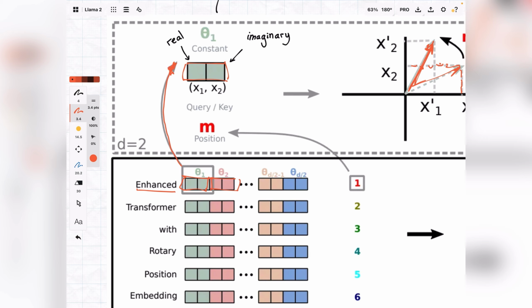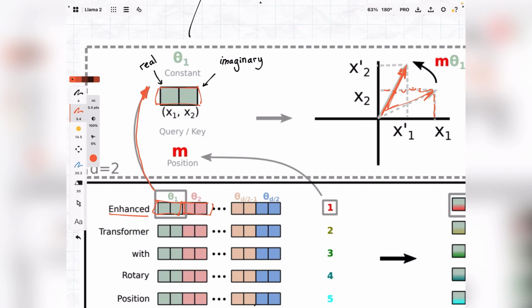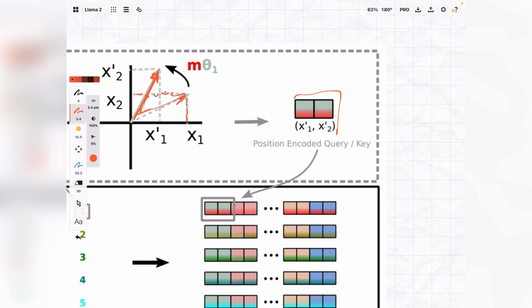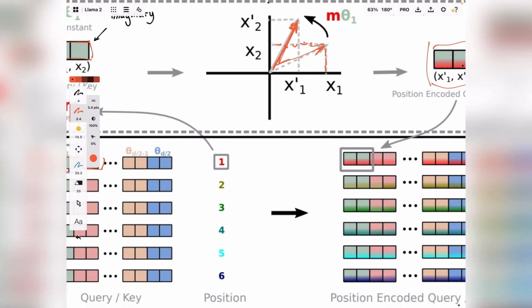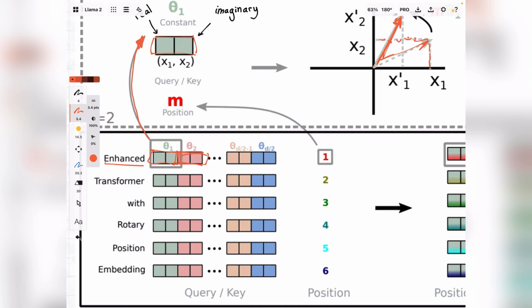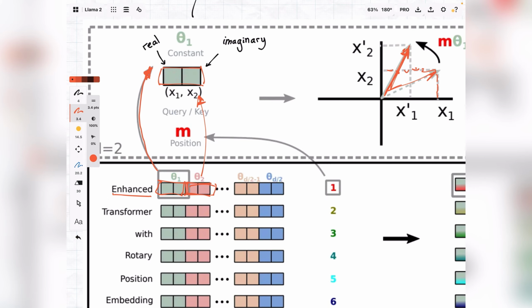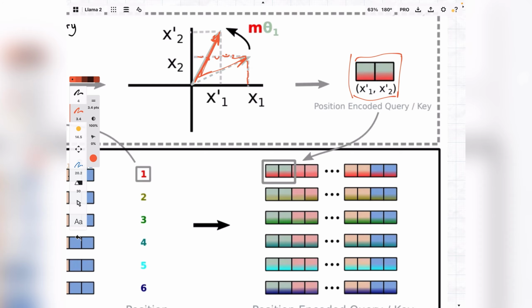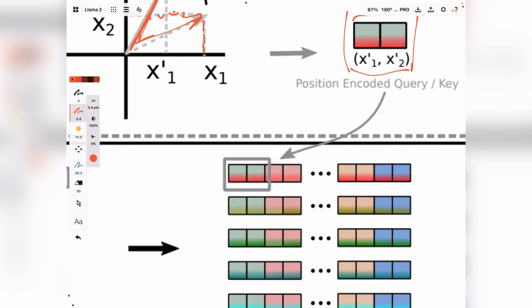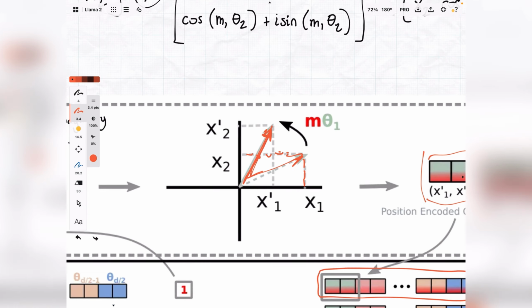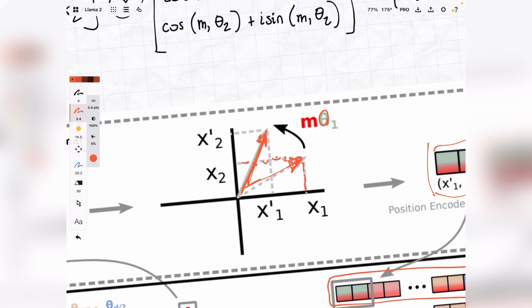What's going to happen is that the first element of this pair is going to be the real component. The second element of this pair is going to be the imaginary component. And we're going to rotate that one by itself, and that one is going to give us a new x1 prime, x2 prime. Then we're going to move on to the second pair, and do the same sort of rotation. And we're going to end up with a new embedding right here.